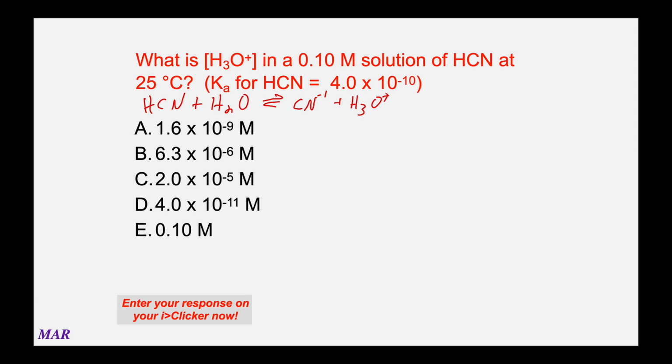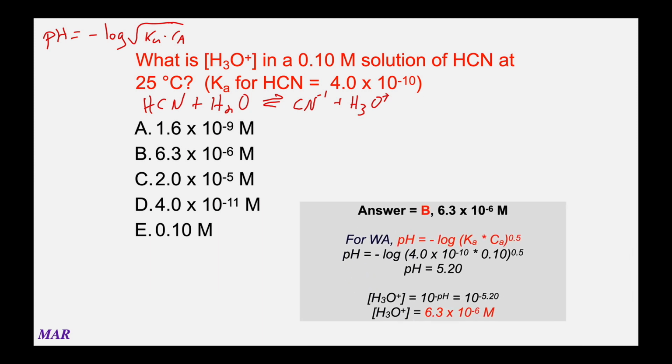Another way you could do this is you could use one of my beloved short, quick, and dirty expressions for a weak acid: pH equals minus log square root Ka times Ca. You could solve for pH and then go 10 raised to the power of minus pH to get hydronium, or again, you could just do square root Ka times Ca. Totally up to you. But if you did all these problems, you should get answer B.